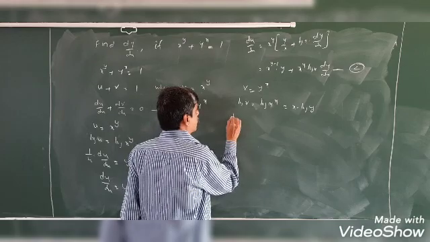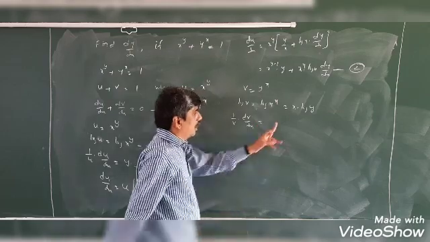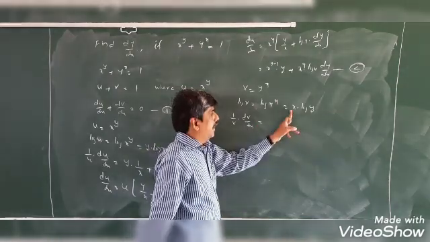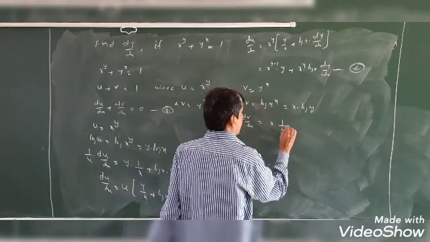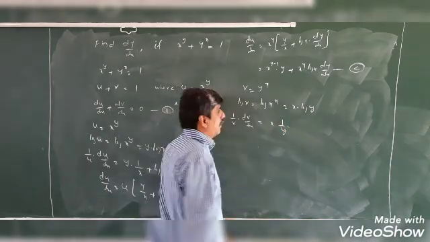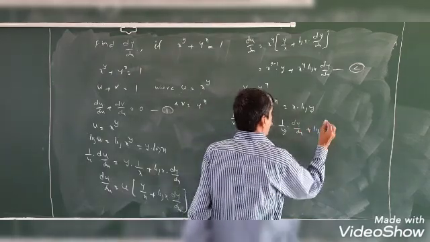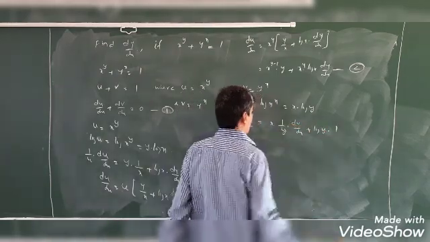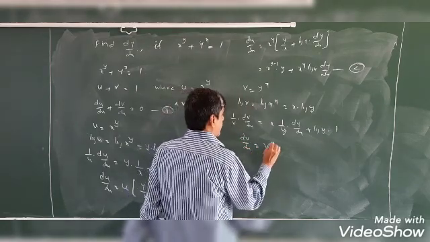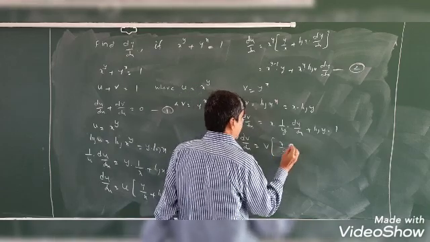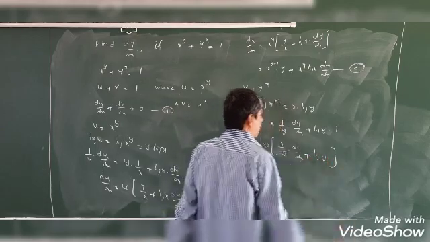d by dx of log v is equal to 1 by v into dv by dx, equal to d by dx of x into log y, using the formula d by dx of u into v. u, the derivative of log y is 1 by y, in the place of x, then d by dx of y, we write as dy by dx. Plus v, meaning log y into d by dx of x, which is 1. So dv by dx is equal to this, shifting v to this side, v into x by y into dy by dx plus log y into 1, which is log y.